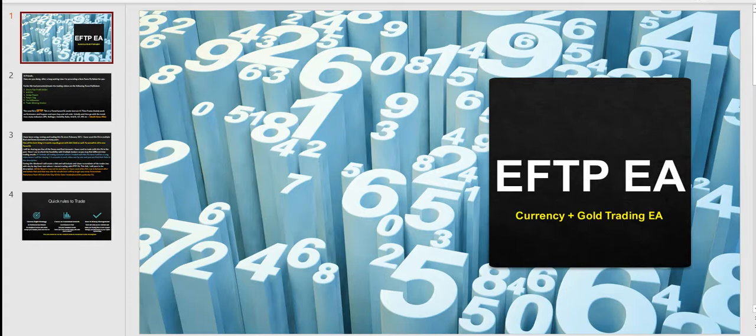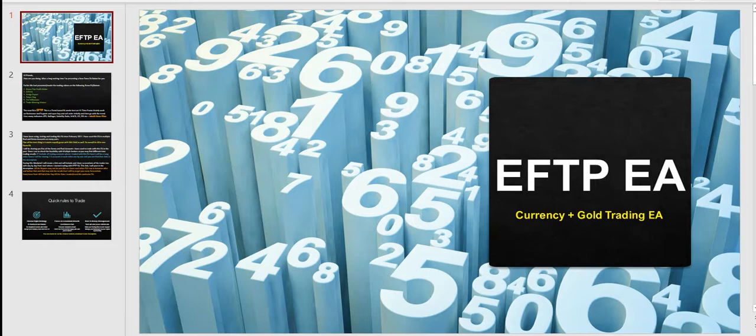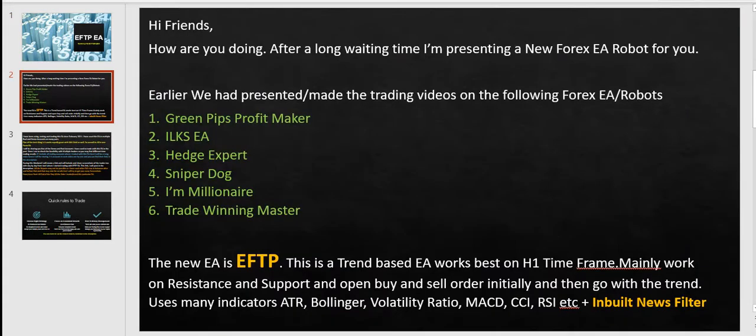This is called EFTP EA. It is a currency trading EA, and it is also very good with gold trading. There are hardly many EAs that are equally good, but this one is equally good with gold as well. Okay, so let's go with the details.